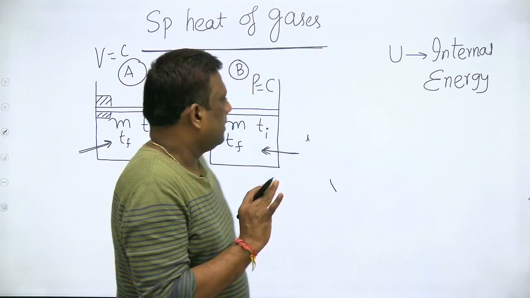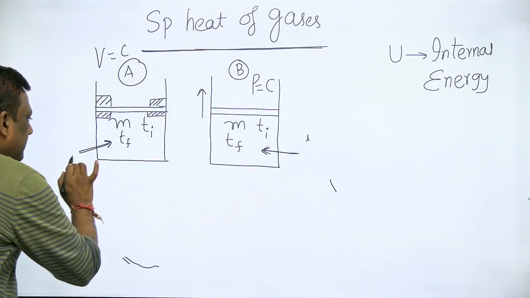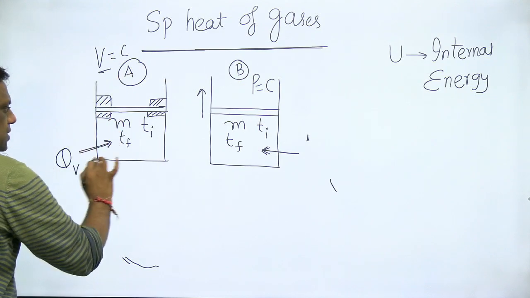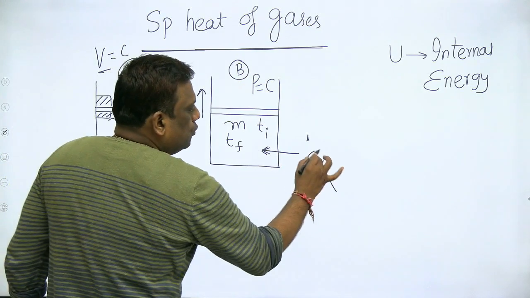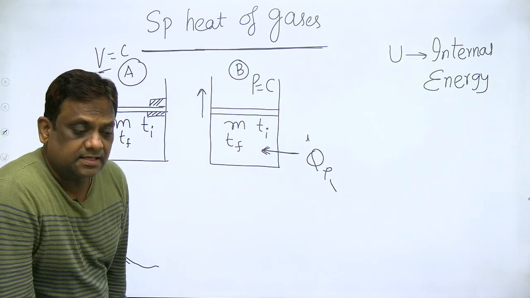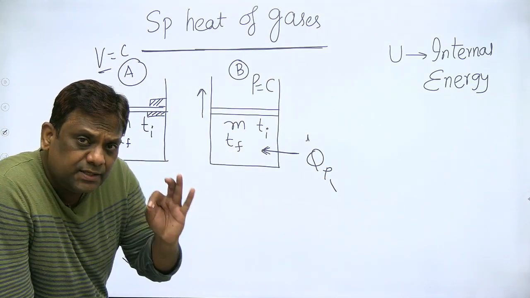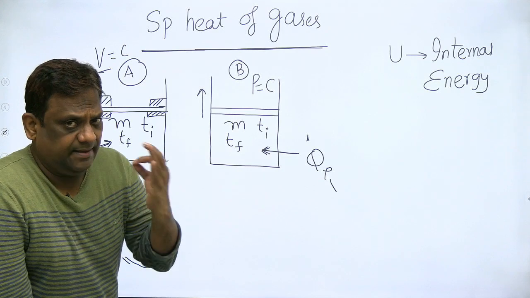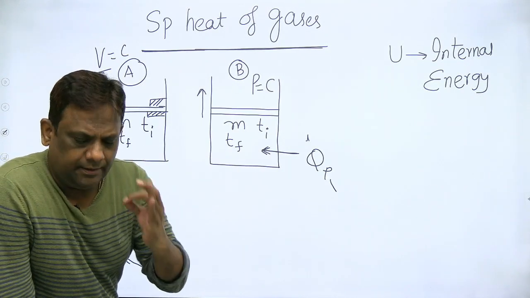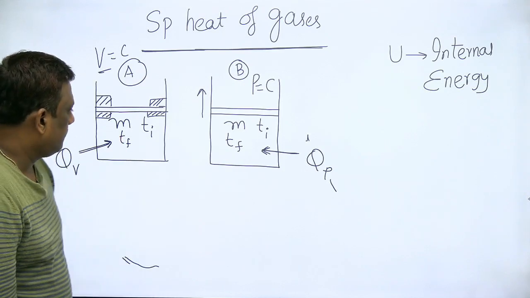Chalo. Observe. Let it be QV, means heat supplied at constant volume. Let it be QP, heat supplied at constant pressure. Now let us understand, are these two heat transfers same or not? If same, why? If not, why? Let us discuss in detail.